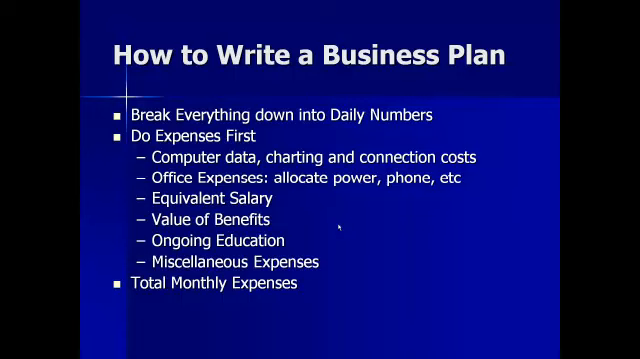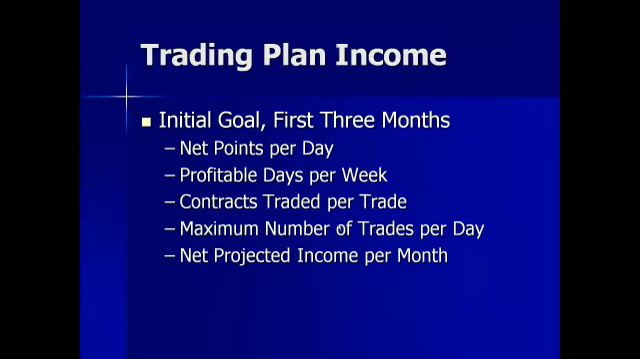You also want to do your expenses first. You want to write down all your computer, data, charting, connection costs, office expenses, allocate power and phone to this, what your equivalent salary is, what your value of benefits and your ongoing education are going to cost, and the miscellaneous expenses involved in that. And these become your total expenses. Remember, if you're going to make $100,000 a year, you've got to cover expenses plus your salary plus taxes. So you've got to be honest with yourself here.